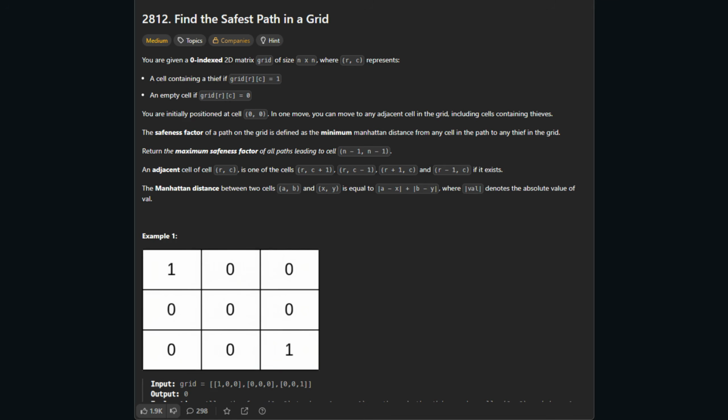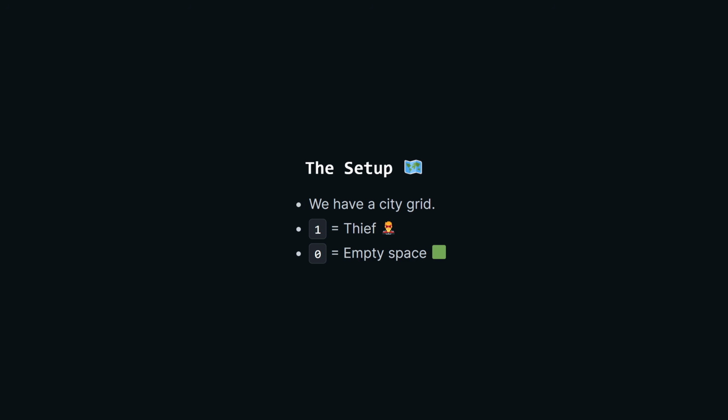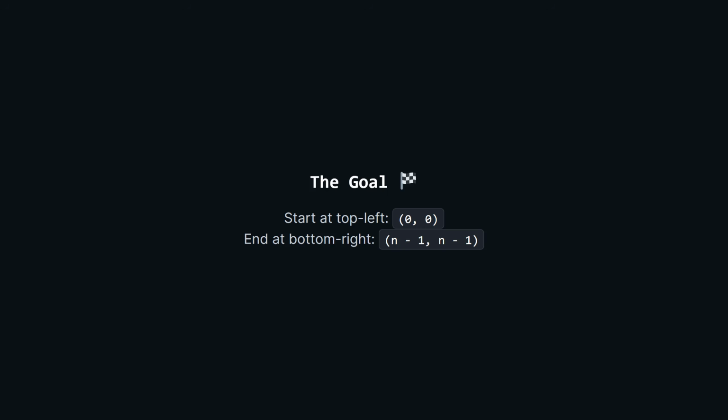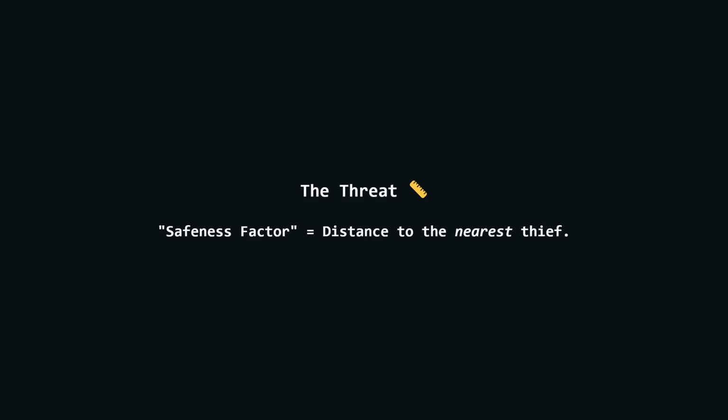Here is the problem description. It looks like a classic grid traversal problem with a twist, so let's break down exactly what they are asking for visually. We are given a grid that represents a city. Every cell with a 1 is a thief, and every 0 is an empty space. Our goal is to navigate from the very top left corner of the city all the way down to the bottom right corner, but we want to stay as safe as possible.